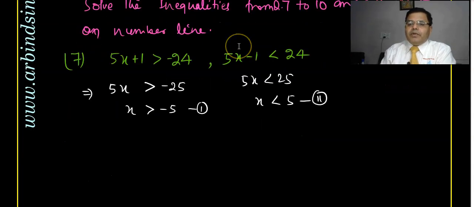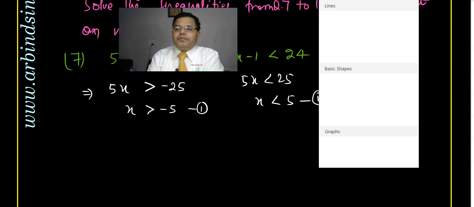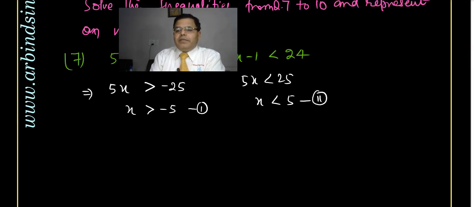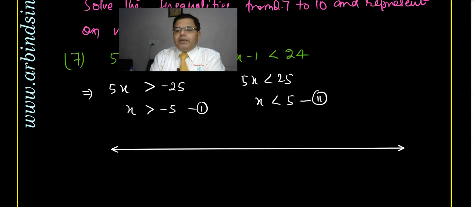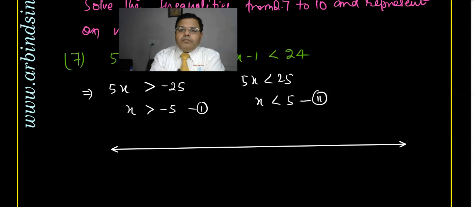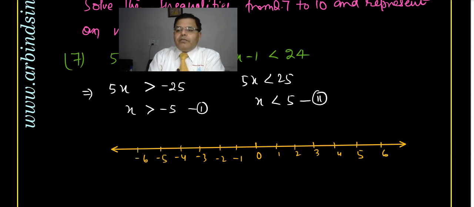If we represent them on the number line, then what will happen? Let me draw a number line and then we will find the solutions. If this is a number line, there is a marking, like 0. This is 1, 2, 3, 4, 5, isn't it? This is minus 1, minus 2, minus 3, minus 4, minus 5, minus 6. Here also it will be 6 like that. x is less than 5.